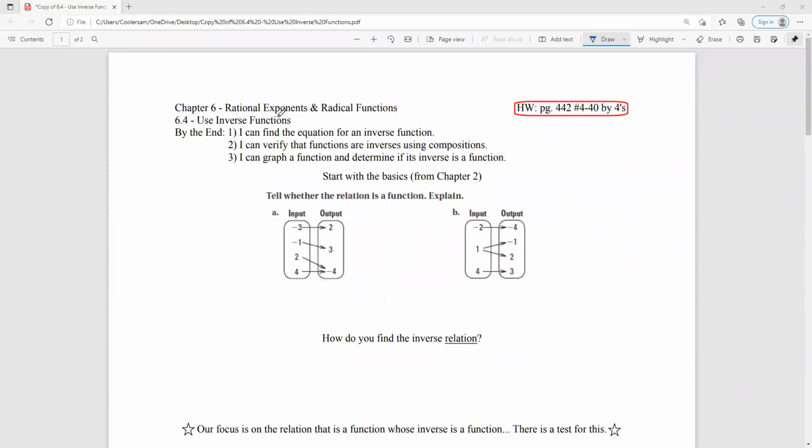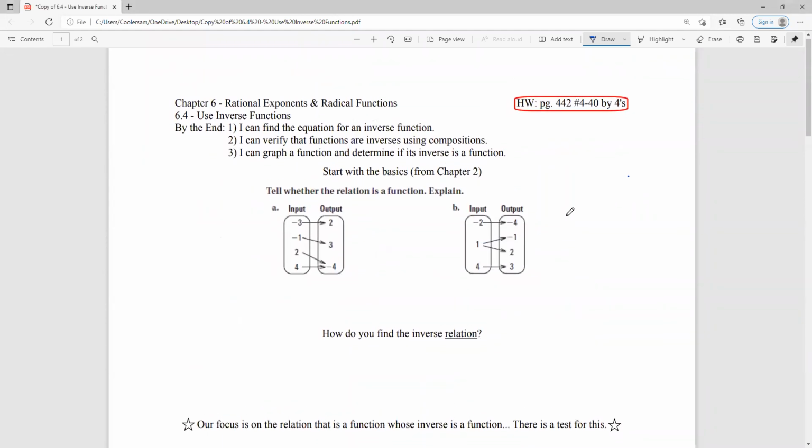So today what we're going to be doing is looking at inverses. We're going to be verifying that inverses are actually inverses, and we're going to be able to graph a function and determine if its inverse is a function. So that's what we're going to do today.